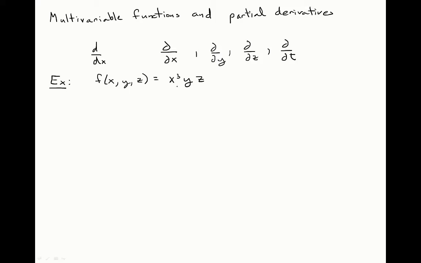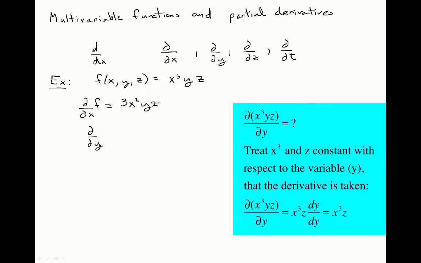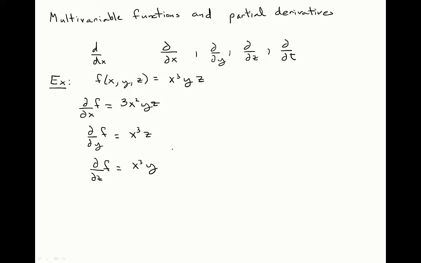Okay, so here we have a function where x, y, and z are all variables. So if you take the derivative of this function with respect to x, then x is your only variable and you treat y and z as constants. If you take the derivative with respect to y, then x and z are constants and y is your only variable. And if you take your derivative with respect to z, then x and y are constants. Okay, so it's nothing terribly difficult. It's just a matter of remembering to sometimes treat variables as constants.